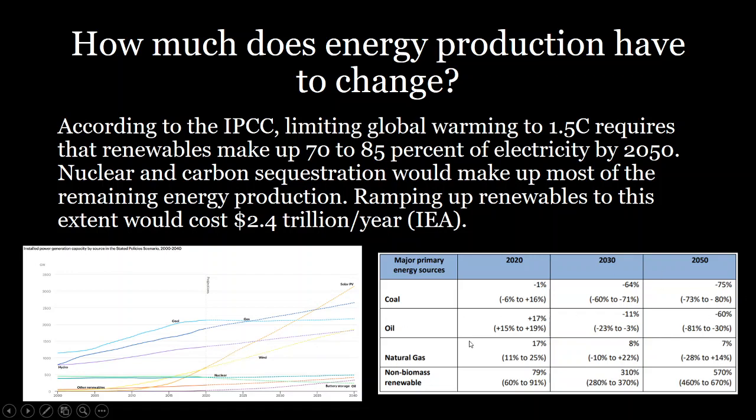So we can see in this table, by 2050, we'd have to reduce the amount of coal production by 75%, oil production by 60%, and increase non-biomass renewables by over 500%. So that's a huge increase in production, but it's really kind of the best option that we have, and it's definitely within our capacity as a society in order to reach that type of production.